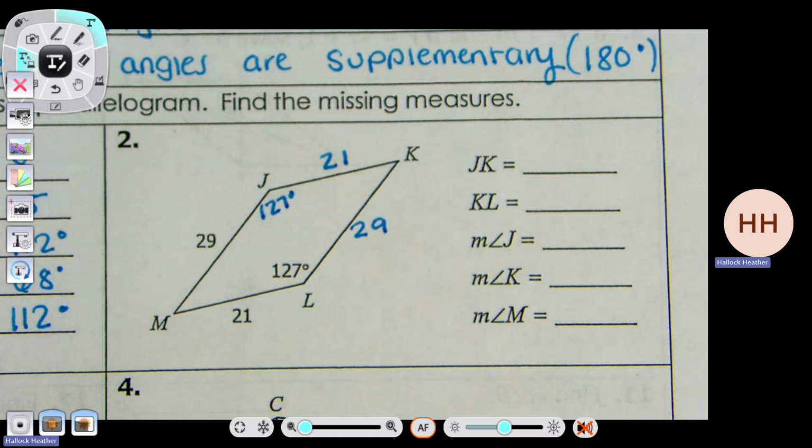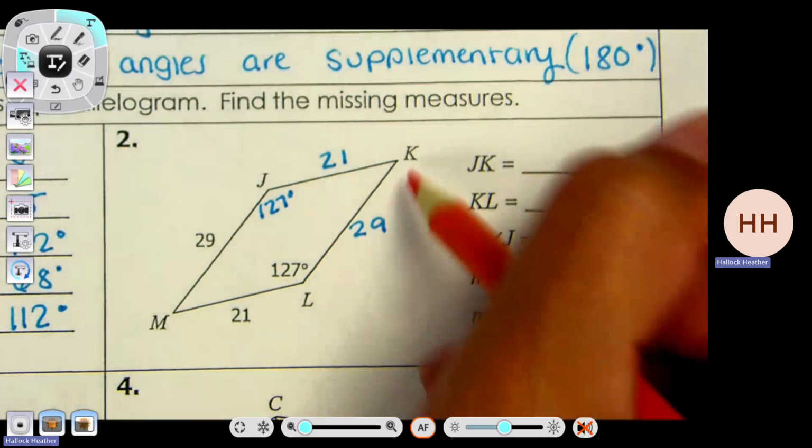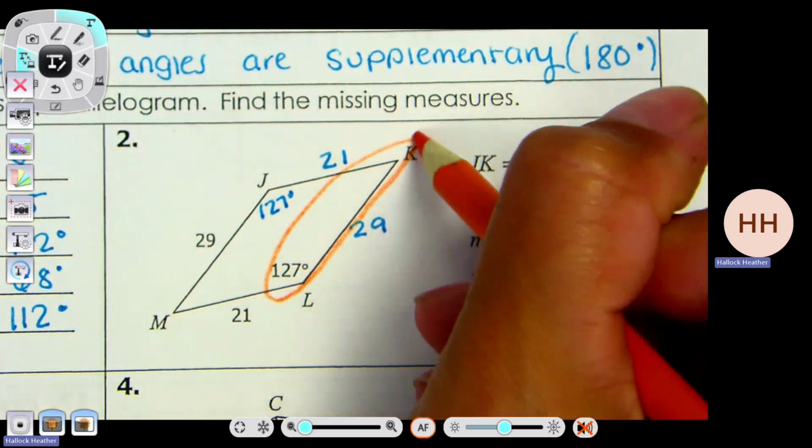Wait, so 20. How much is the top? 21. How much is the right side? How much is J? Okay, good. How do you find the other ones? Good. 180 minus 127. How much is that missing angle?